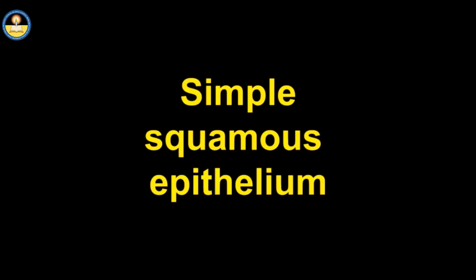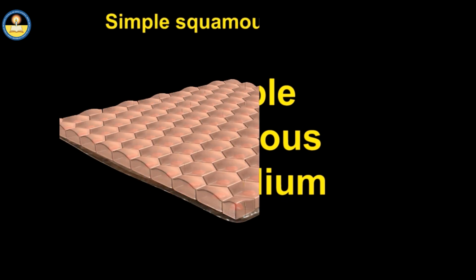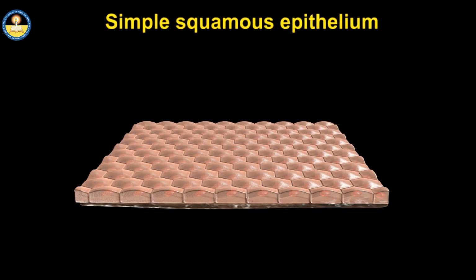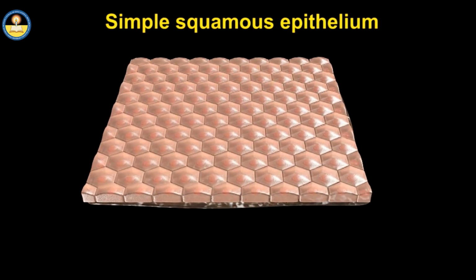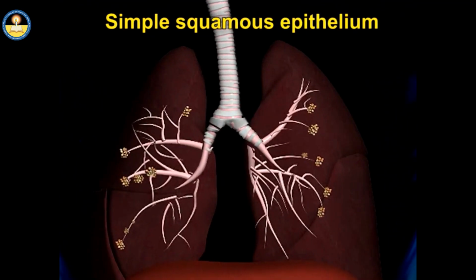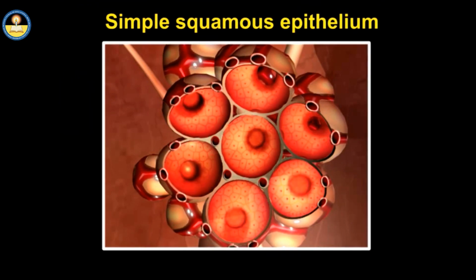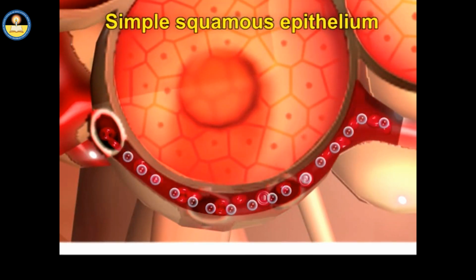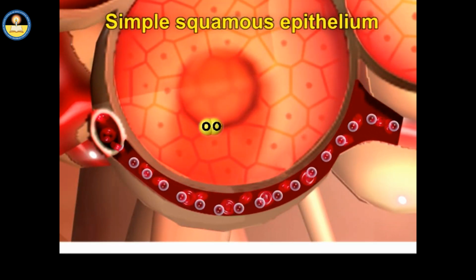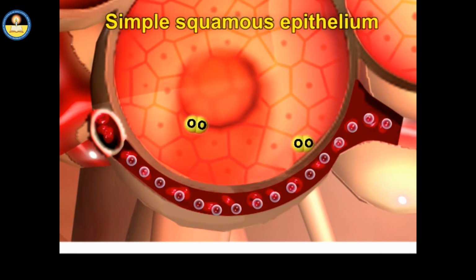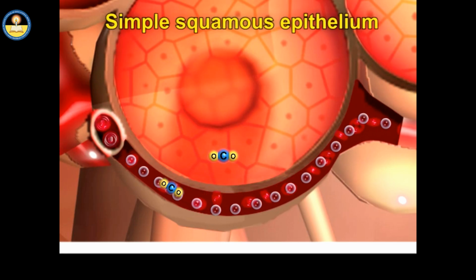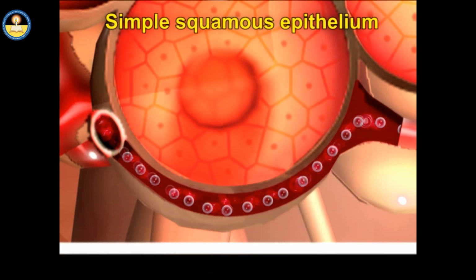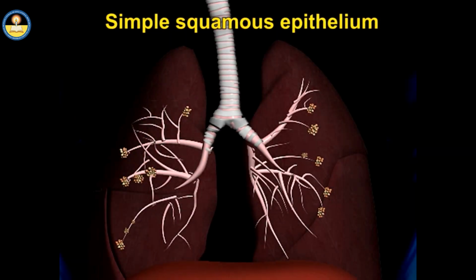Simple squamous epithelium. Due to their simple and thin construction, they allow for easy transmembrane movement of small molecules. Simple squamous epithelium lines the alveoli in the lungs and thus makes exchange of gases possible. Oxygen and carbon dioxide diffuse freely across the simple squamous epithelial cells according to concentration gradients.